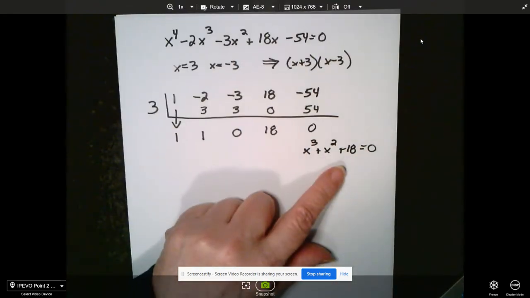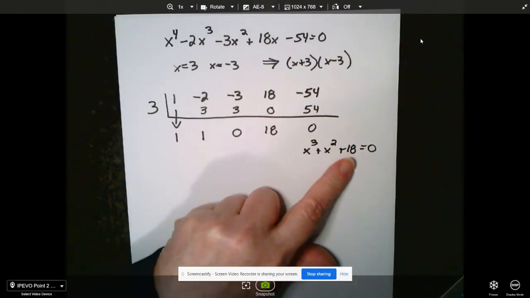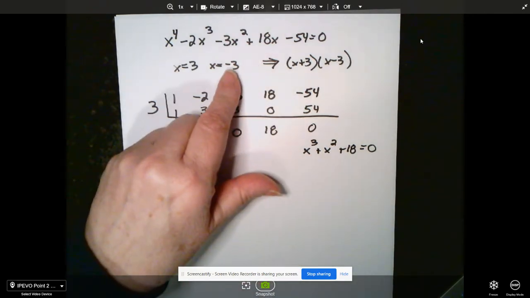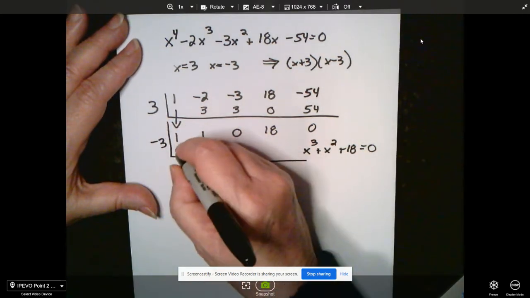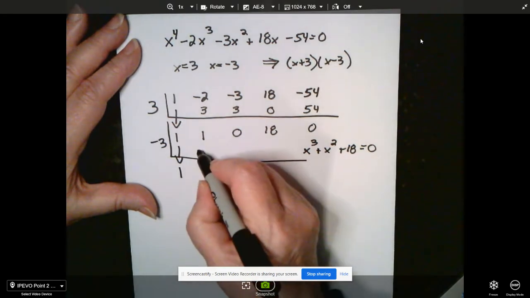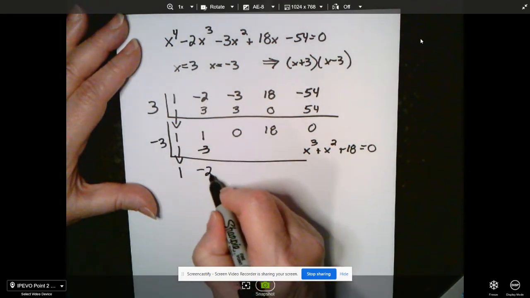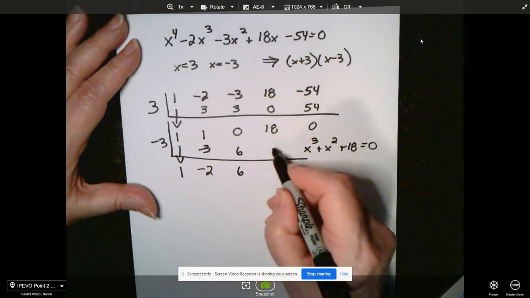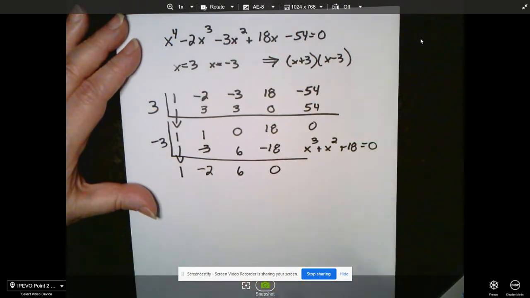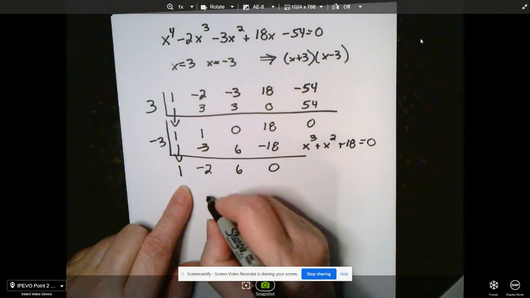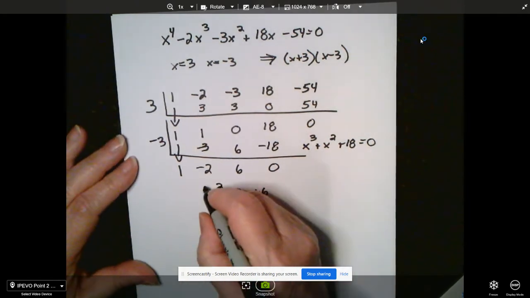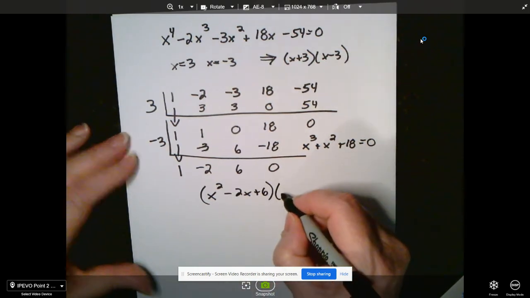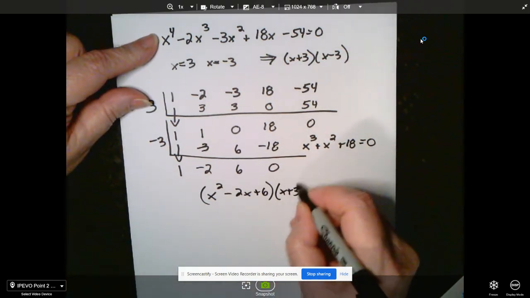Well, I still can't factor this, right? It doesn't follow my quadratic pattern, so I don't know of any other way to factor this. But I still have this -3 here that I can use as a root. So I'm going to continue my synthetic division with -3. I'm going to bring down the 1. I'm going to multiply. I'm going to add. I'm going to multiply. I'm going to add. I'm going to multiply. I'm going to add. This now tells me that I'm left with an x squared minus 2x plus 6. So I now know that this polynomial that I started with factors to all of this.